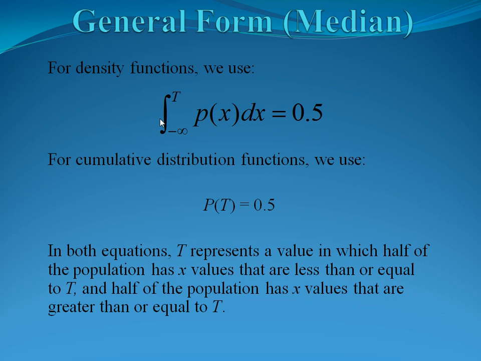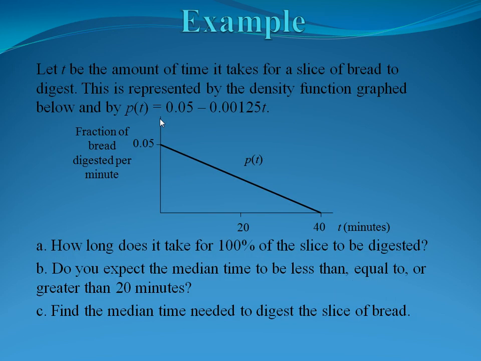In both equations, again, t is going to represent the value for which half the population has x values that are less than t, and half the population has x values that are greater than t. Let's look at an example. Let t be the amount of time it takes for a slice of bread to digest. This is represented by the density function graph below, and by p of t equals 0.05 minus 0.00125 t. So we have the graph, and we want to answer the following questions.